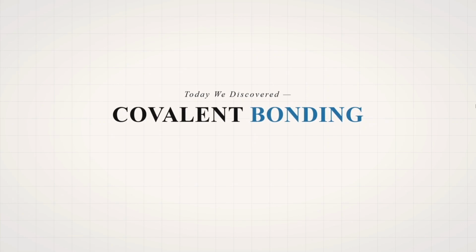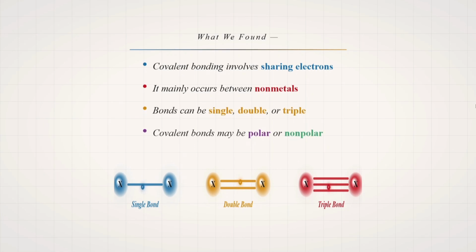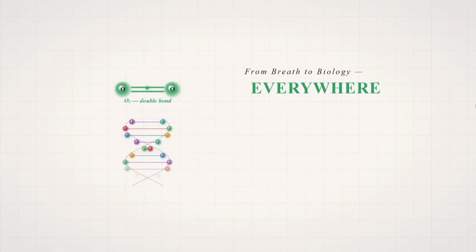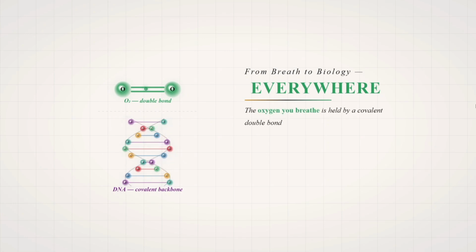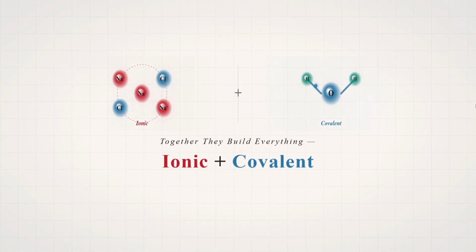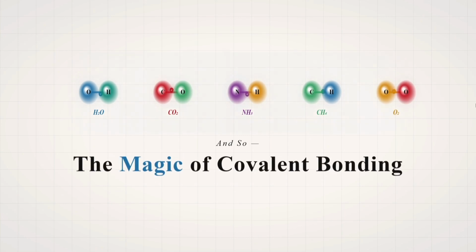So today we discovered that covalent bonding involves sharing electrons. It mainly occurs between nonmetals. Bonds can be single, double, or triple. Covalent bonds may be polar or nonpolar. From the oxygen you breathe to the DNA inside your cells, covalent bonding is everywhere, and together with ionic bonding, we now understand 2 major ways atoms combine to build matter around us. So that's the magic of covalent bonding, the sharing that holds our world together.